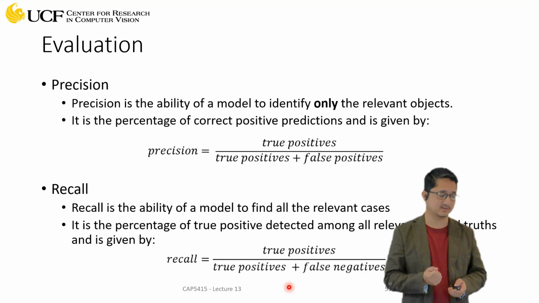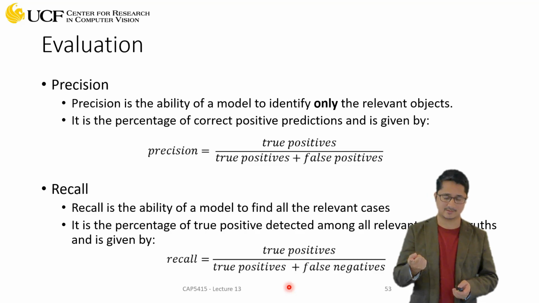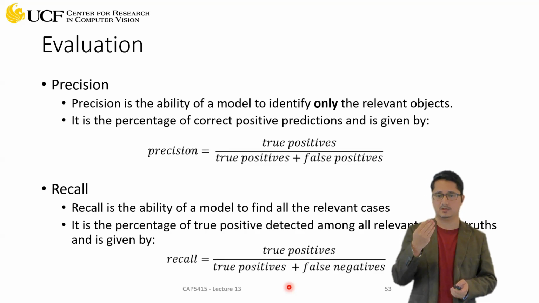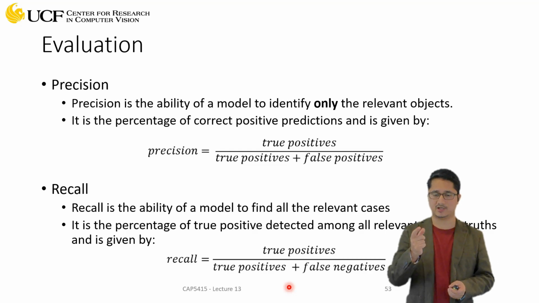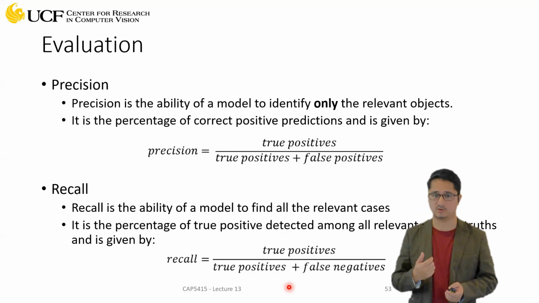A good example to think about this is, as I said in the previous slide, potentially you can place the bounding box in all the possible locations in your image. In that case, you might have a very high recall because you will be able to detect all the individuals there, right? But again, the precision will be very bad because a lot of those will be wrong predictions.